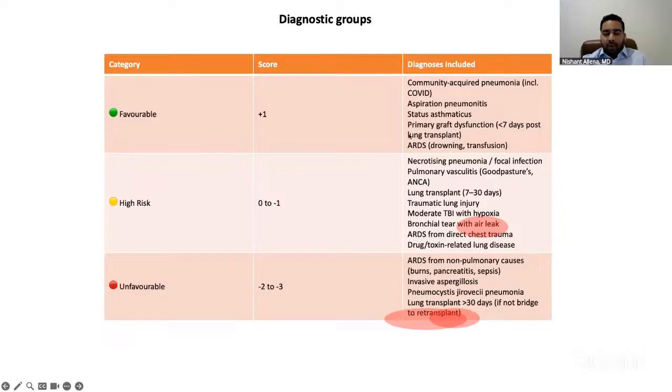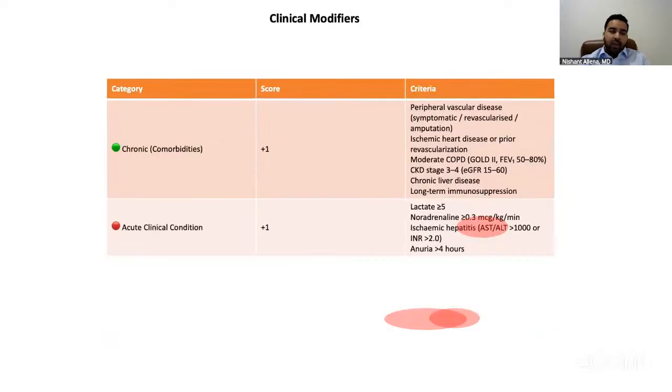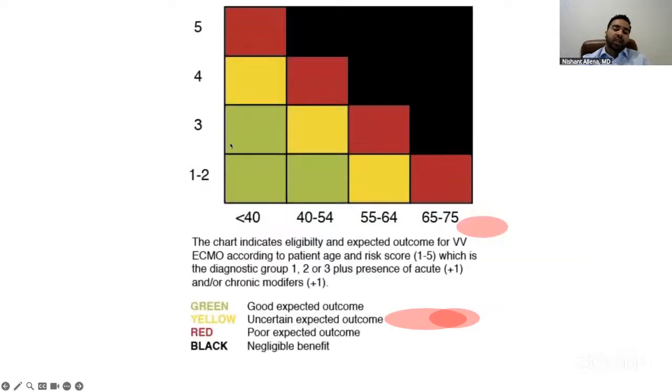You did not get a score of +1. You got a score of 0 to -1. And then you had the unfavorable group, which gave you a score of -2 to -3, which is ARDS from non-pulmonary causes, invasive aspergillosis, PJP, lung transplant more than 30 days. Same thing with your comorbidities. If you had acute clinical conditions like a lactate of above 5, noradrenaline more than 0.3, ischemic hepatitis, and urea, you got a score of +1. Even chronic comorbidities got a score of +1. And then finally, we used to put the score in this table.